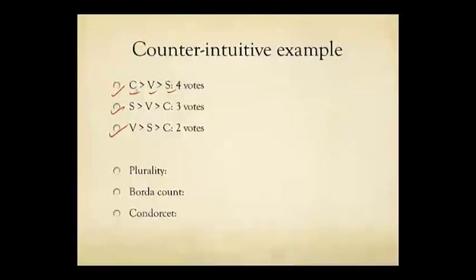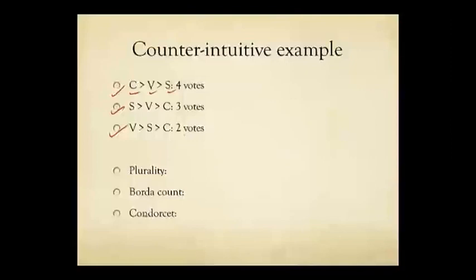4 go to chocolate better than vanilla, better than strawberry. 3 go to strawberry better than vanilla, better than chocolate. And 2 votes go to vanilla better than strawberry, better than chocolate. Alright, so let's see what would happen with plurality, Borda count, and Condorcet voting, respectively.